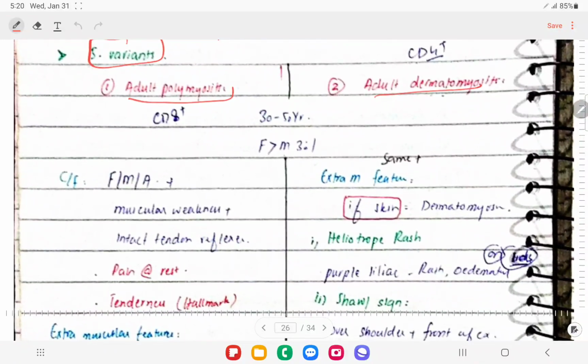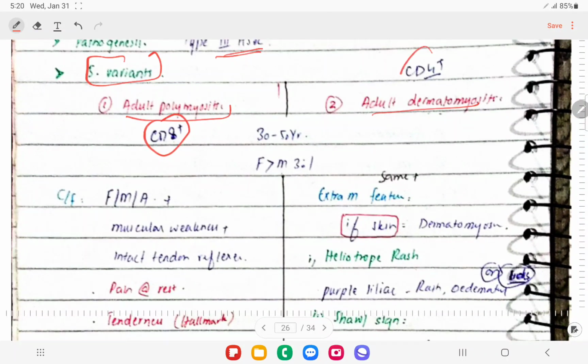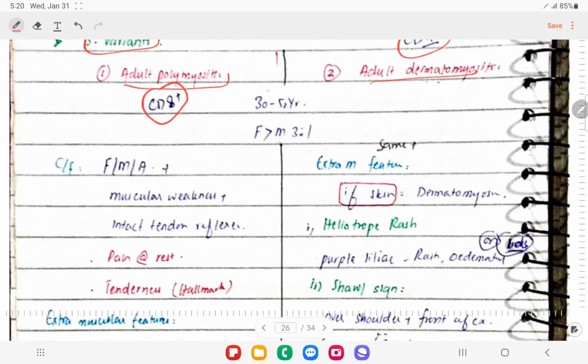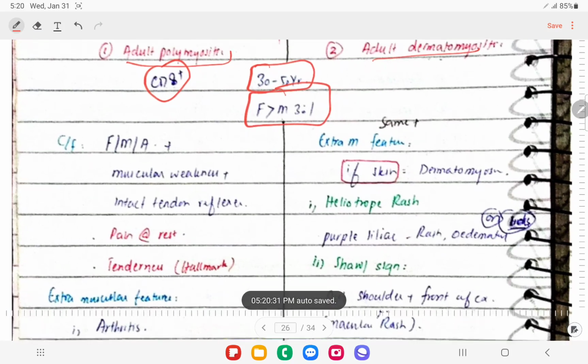Okay, so we see that in polymyositis, CD8 positive T cells are involved, and in dermatomyositis, CD4 positive T cells are involved. The peak age is 30 to 50 years, and this mostly occurs in females. The female to male ratio is 3 to 1.